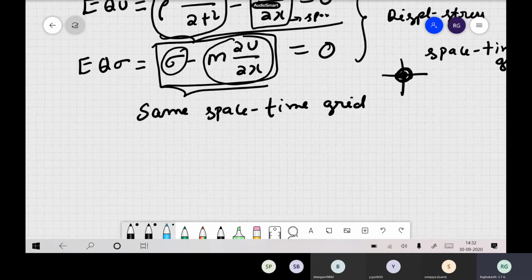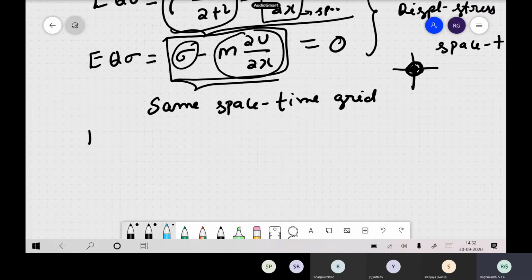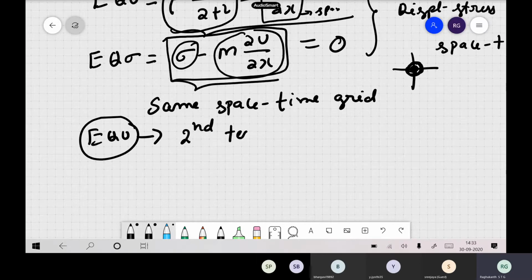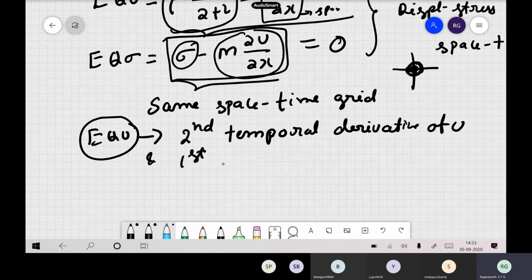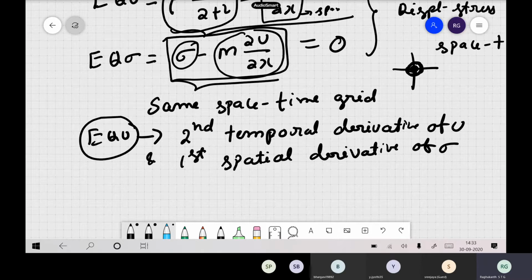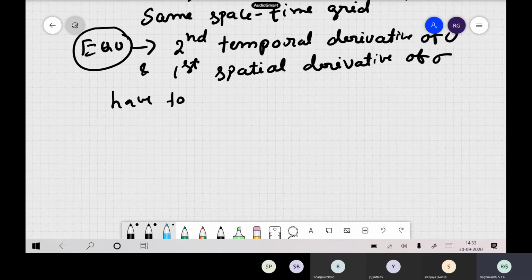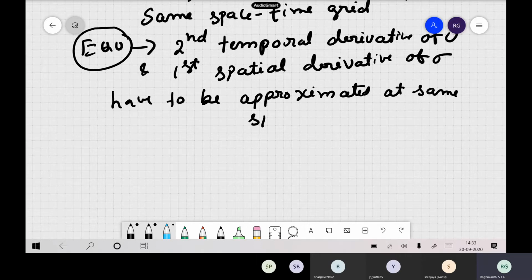So for example, if you see the first equation, the second temporal derivative of displacement, and the first spatial derivative of sigma, they have to be approximated at the same space-time grid position. So at the same space-time grid itself.